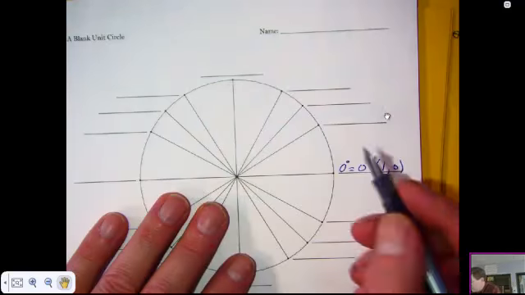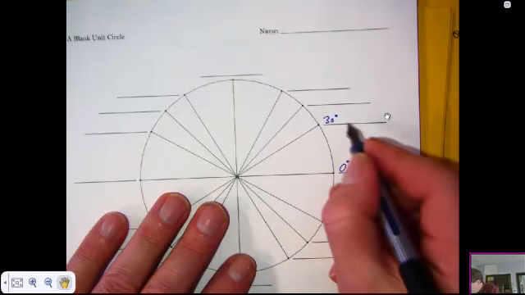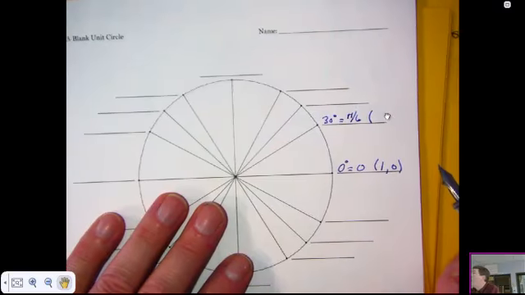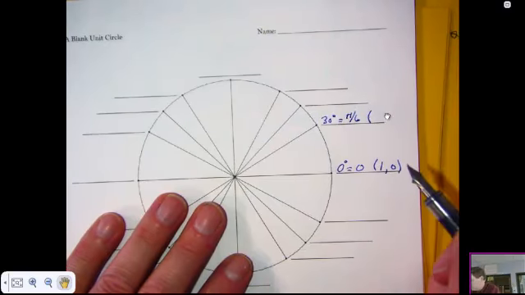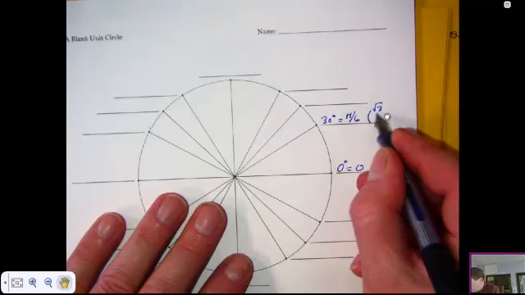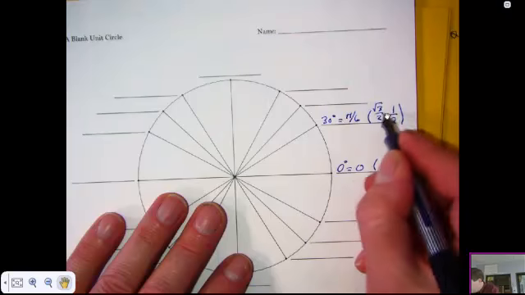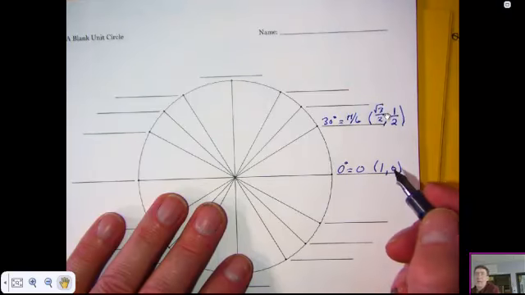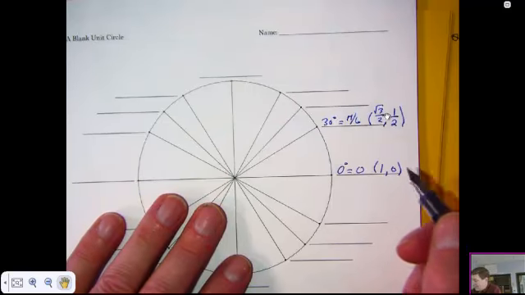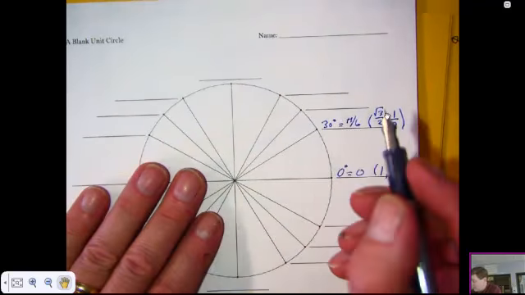Now let's just work our way up. 30 degrees. This is 30 degrees, which is how many radians? Pi over 6. And what is this point? That is root 3 over 2, 1/2. Can we use this on a test? You will memorize this for tests. In fact, sometime this week we will have a quiz, a memorization quiz of this.